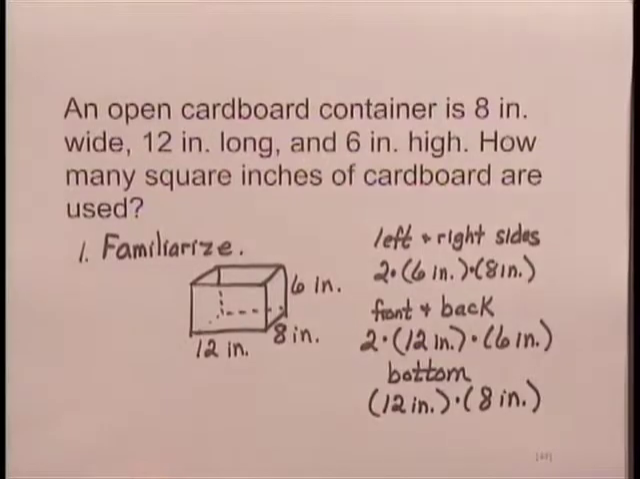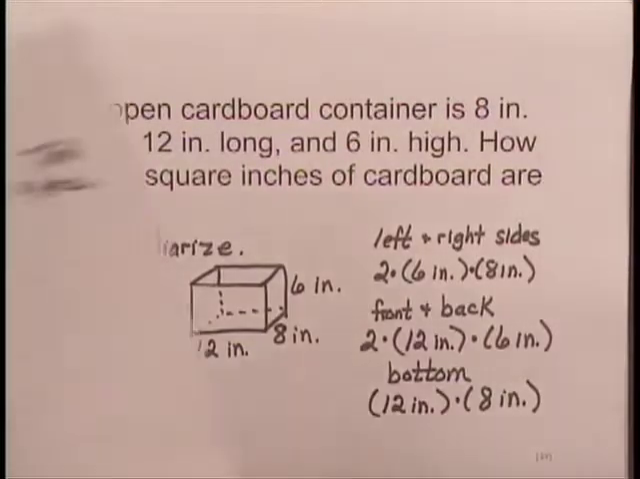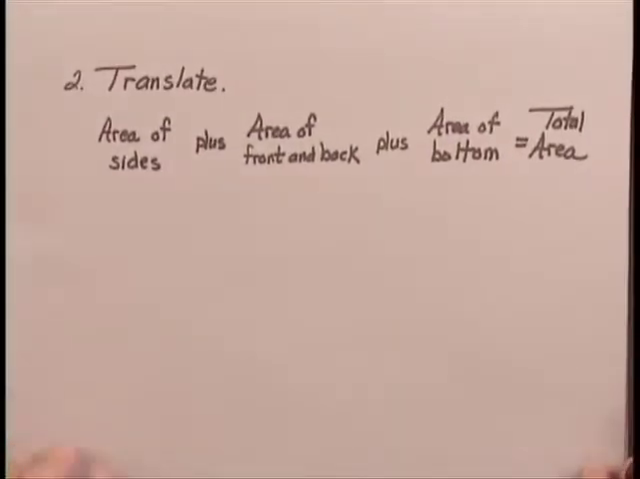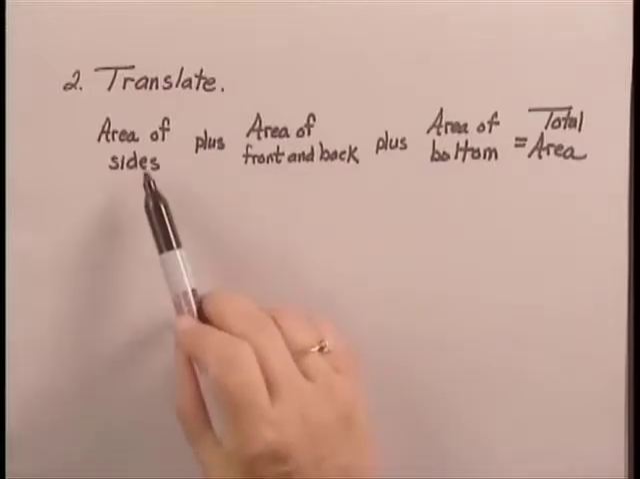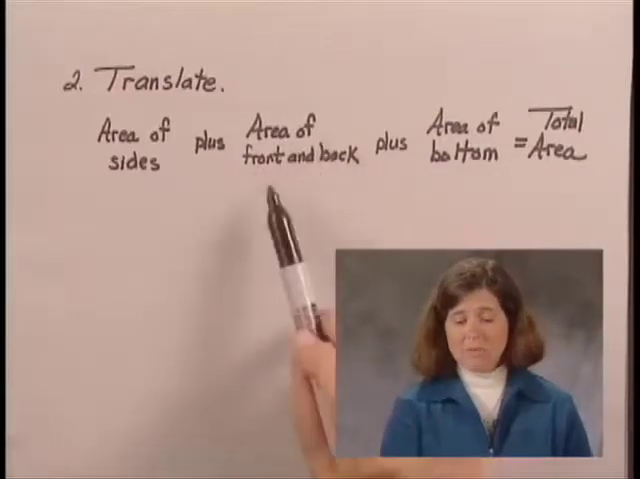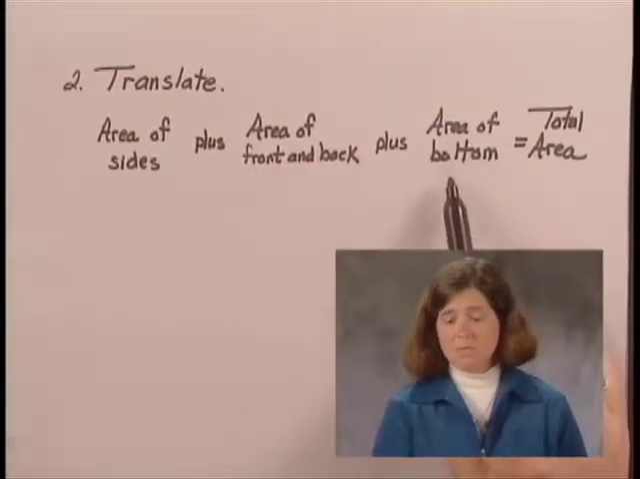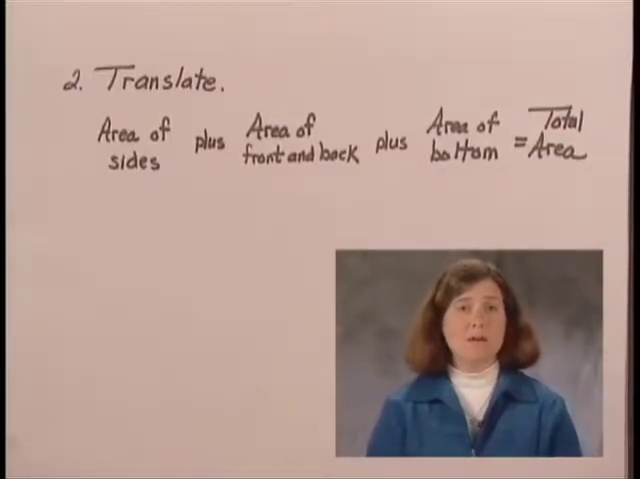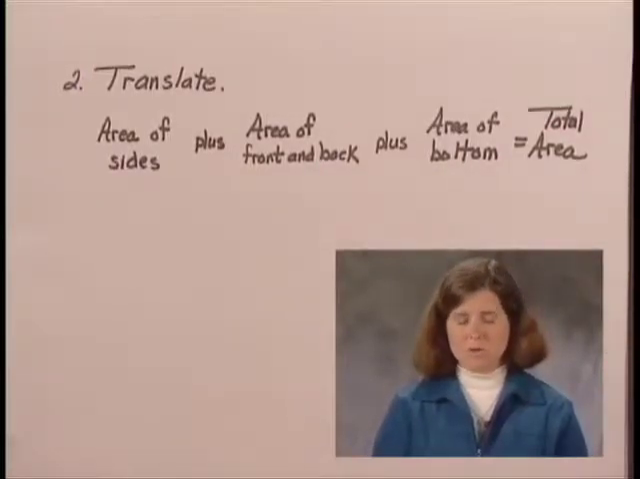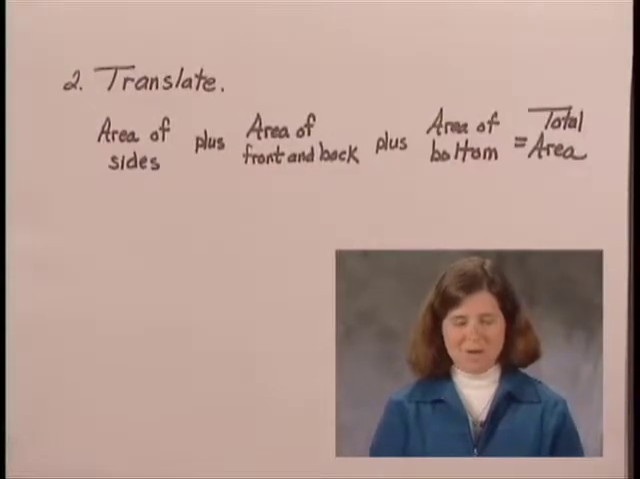That can all be done in the familiarize step, and I think we are familiar enough with the problem to be able to translate to an equation. To translate, we can write out what we talked about with the area. The area of the sides plus the area of the front and the back plus the area of the bottom will give us the total area of the box, which is we're looking for how much cardboard it's going to take to make the box.